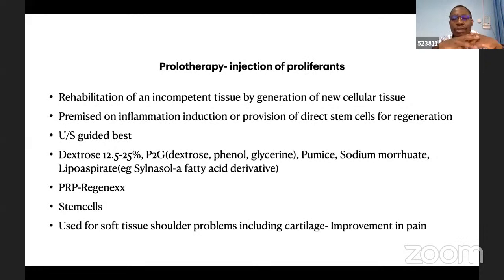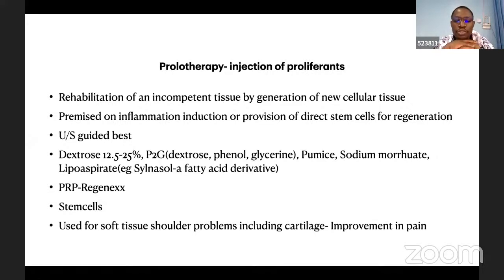P2G is actually a combination of dextrose, glycerin, and phenol. Another is sodium morrhuate. We use sodium morrhuate a lot when we want to proliferate tissue inside vessels so that we can block vessels that have these varicose veins. We can also use sodium morrhuate to inject epicondylitis and areas where we want inflammation to cause tissue healing.